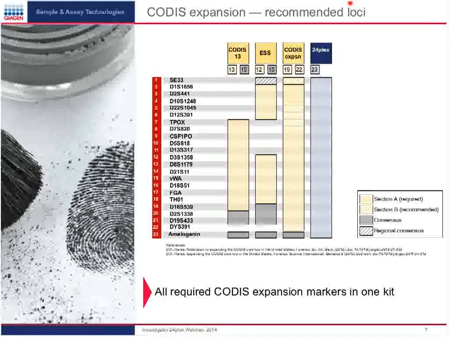And with 24-plex, we will include all of these markers. So we included SE33. As I said before, we think this is a very good marker. It's highly discriminative, and it is getting more and more popular and utilized by different customers around the world. So we think this is a good choice to include the SE33 marker. We have also the gender marker, DYS391. So DYS391 and amelogenin are both used for gender identification. And with this, you have all required CODIS expansion markers in one kit.